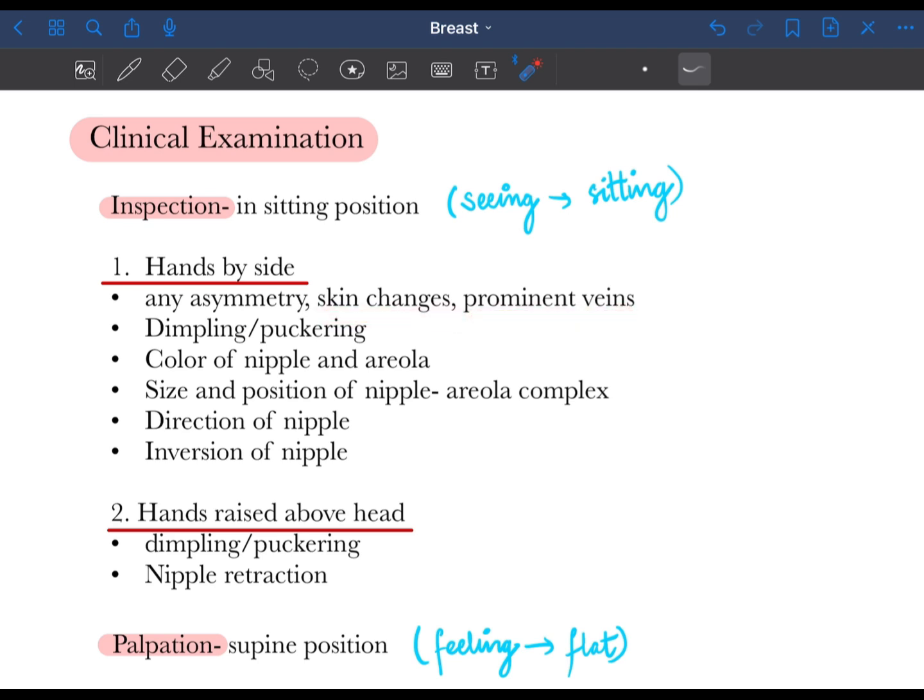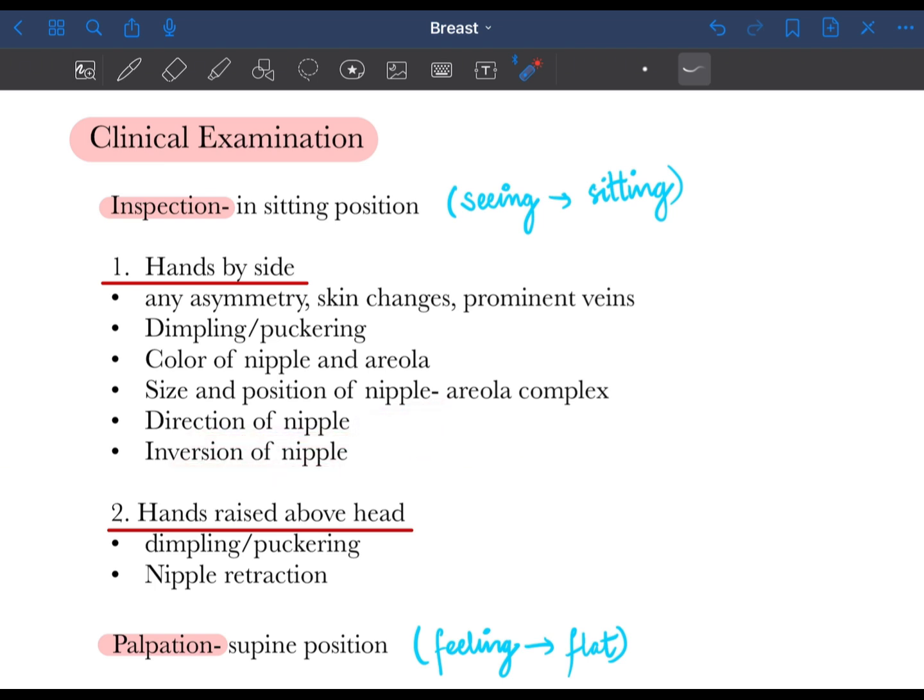any dimpling or puckering of the breast or the nipple, the color of the nipple and areola, the size and position of the nipple areola complex, the direction of the nipple, whether it is pointing forward or sideways, and whether there is any inversion of the nipple.